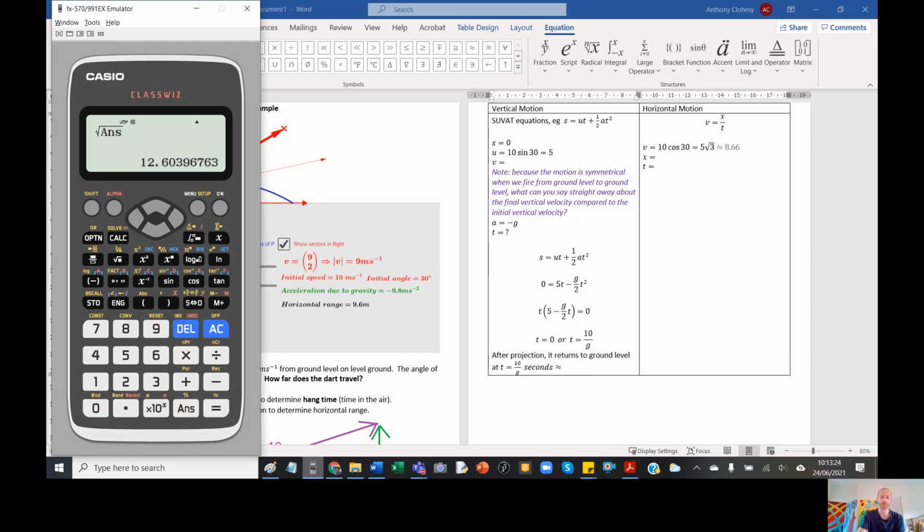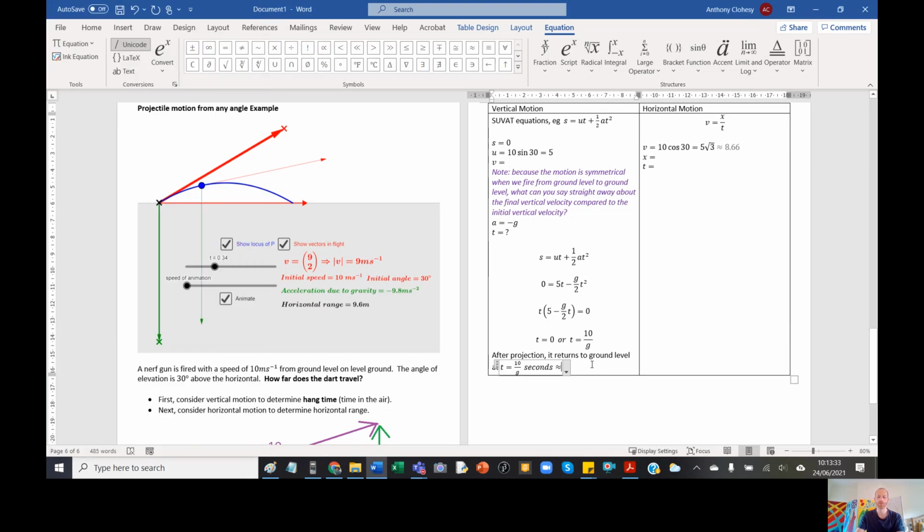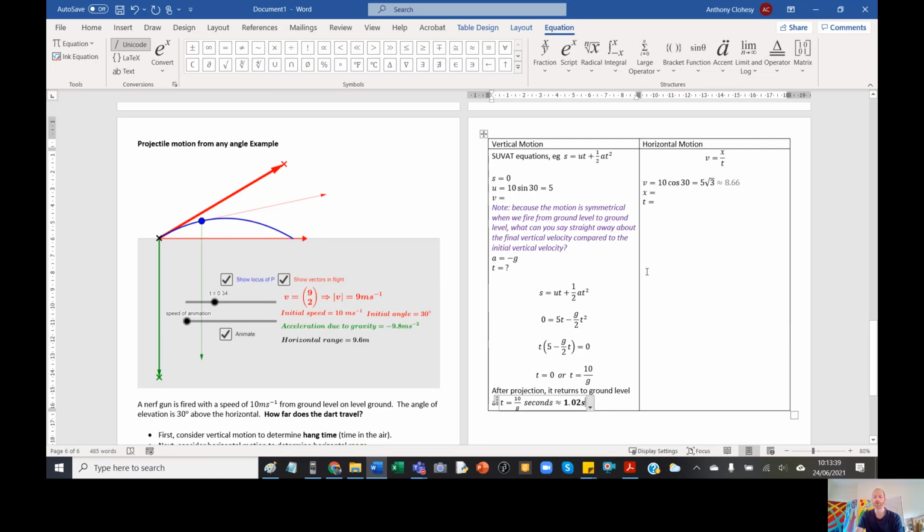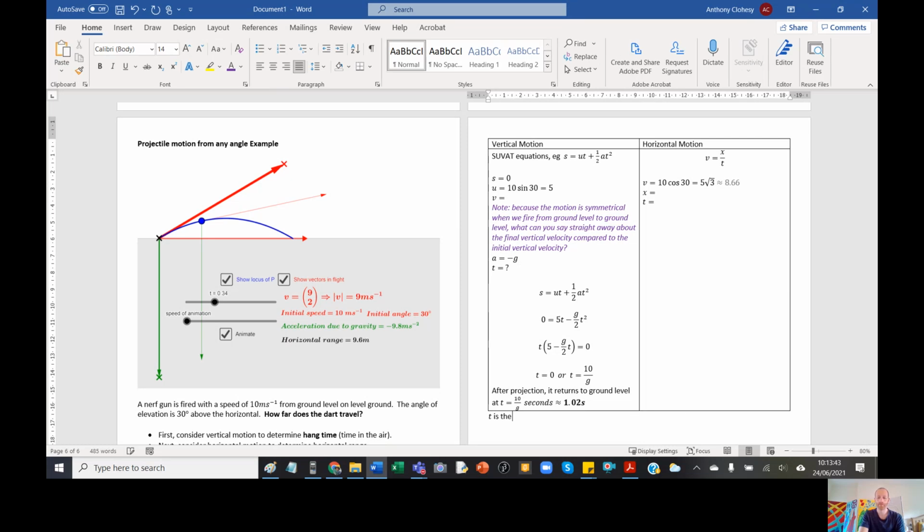Then just for completeness, we're going to do 10 divided by 9.81, should be just a little bigger than 1, and we'll give that answer to 3 significant figures, 1.02. That number is going to be important because, as I've said before, and I will say again, t is the conduit between vertical and horizontal motion.